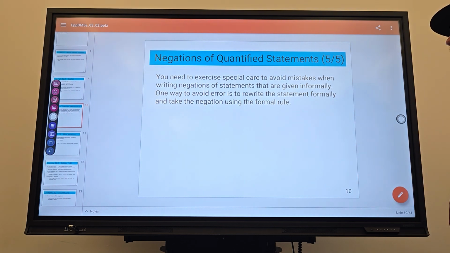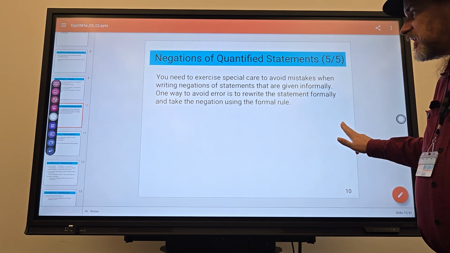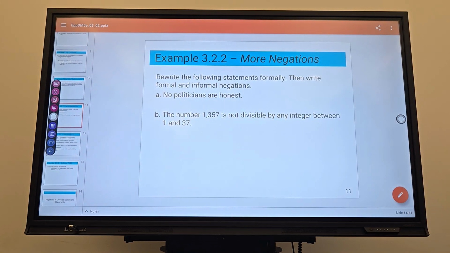You need to exercise special care to avoid mistakes when writing negations of statements that are given informally. One way to avoid errors is to rewrite the statement formally and then take the negation using the formal rule. And then translate it back into an informal form after formally taking the negation. Rewrite the following statements formally, then write formal and informal negations.